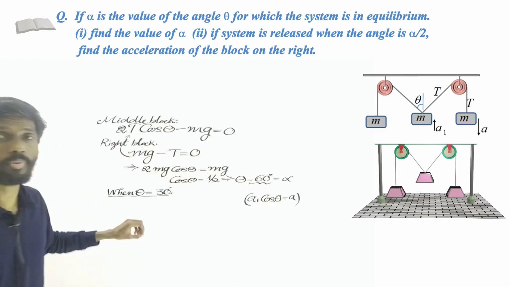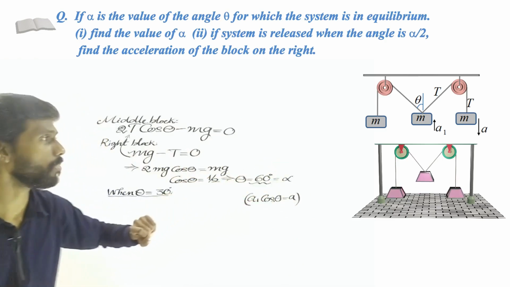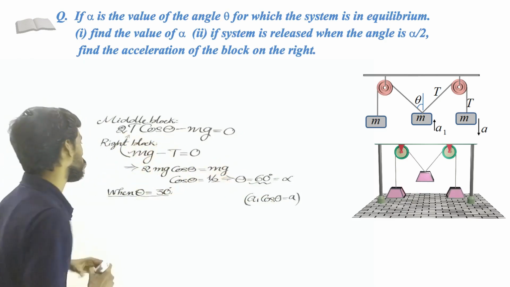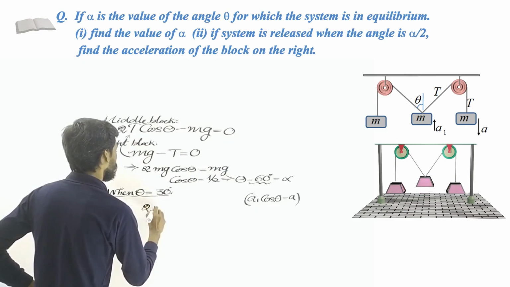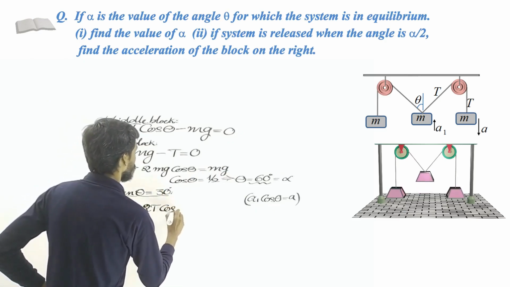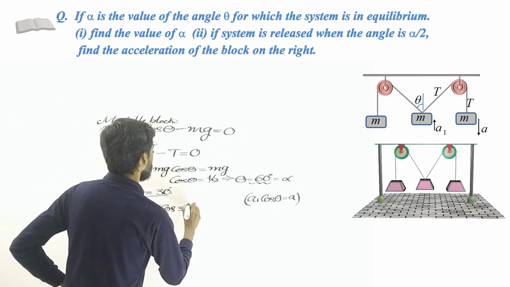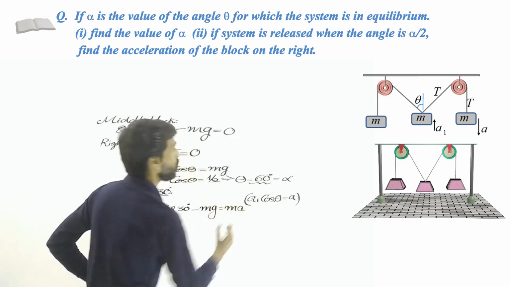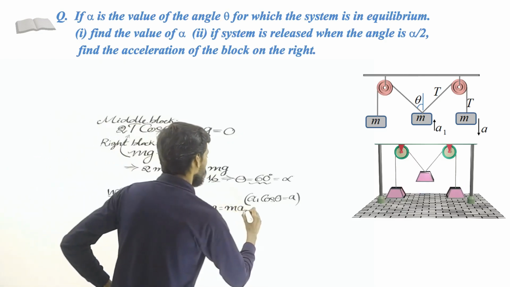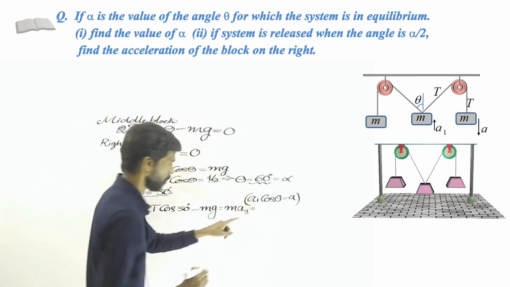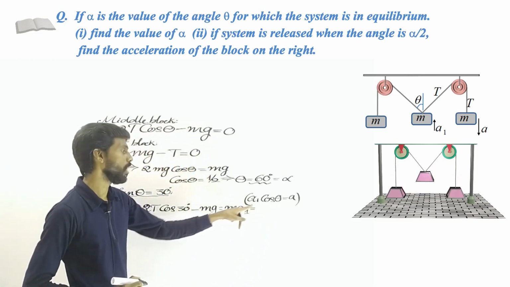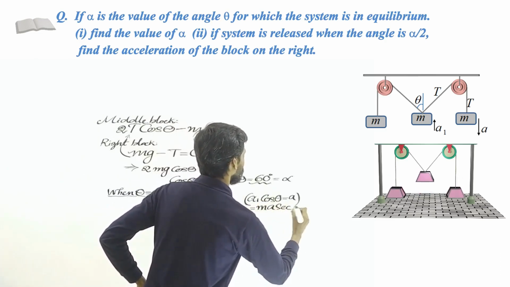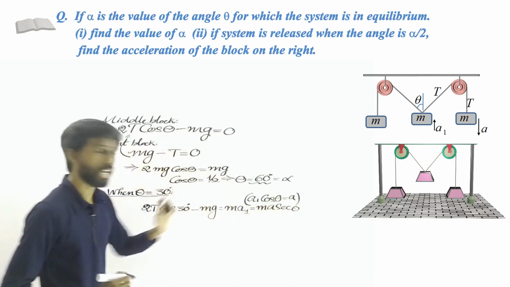Now let us write all the forces acting on the middle block. That is the same thing, 2T cos theta, but this time theta is known, 30 degrees. So 2T cos 30 minus mg equals the mass times the acceleration of the middle block, which is taken as A1. But what is A1? From the relation we can write A1 equals A divided by cos theta, so m A secant theta.